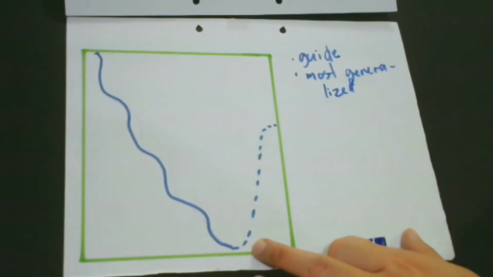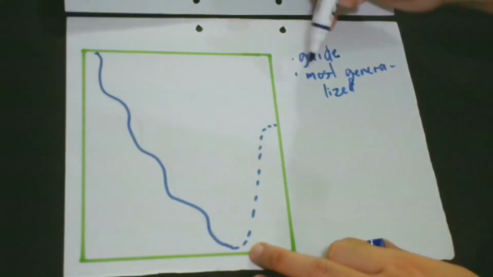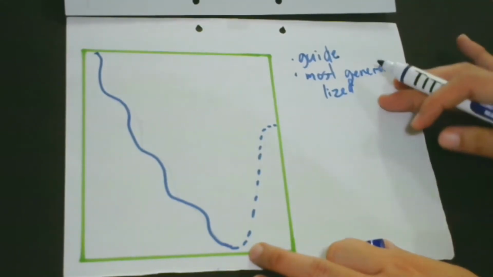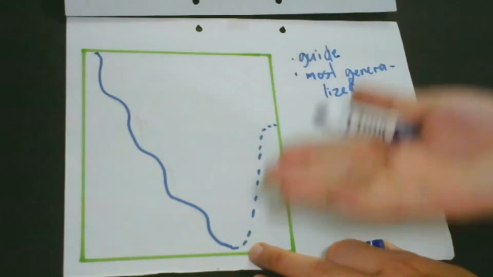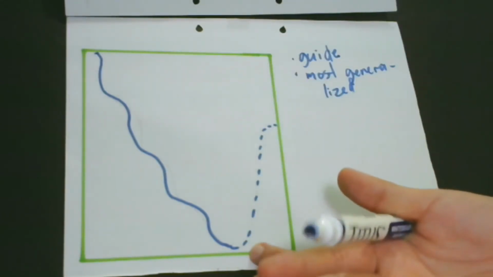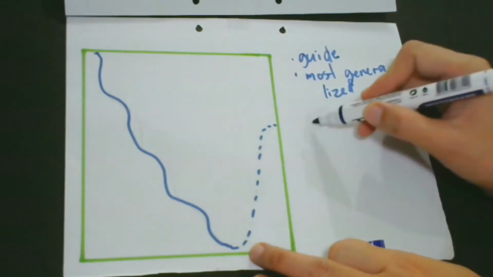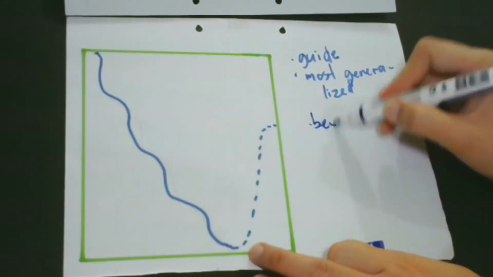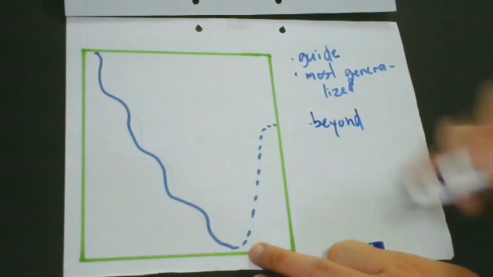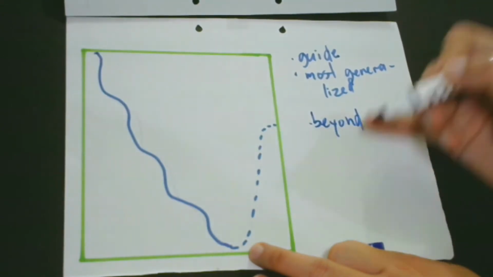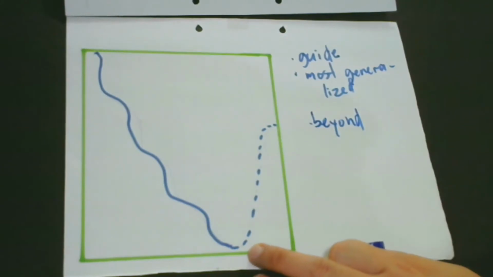Okay, maybe at this point it's better to discuss what we mean when we say most generalized prediction. When we say generalized prediction, it means that our model can be applied even beyond, and this is the keyword here, even beyond the training set that we already have.